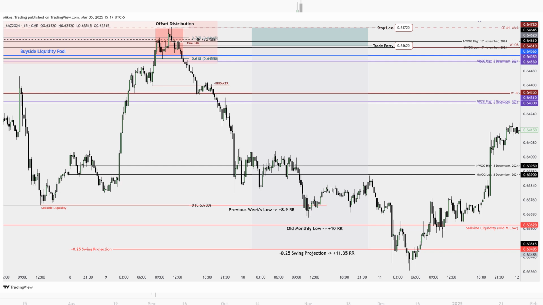I will take my first partial profit at the previous week's low, which would give me a risk to reward ratio of 8.9. My second partial profit would be at the old monthly low, for a risk to reward ratio of 10. And I would take my final profit at the 0.25 swing projection below the old monthly low, which would give me a risk to reward ratio of 11.35. Here you can truly see the power of refining your entry points. Not only do you minimize your risk, but you also maximize your rewards.